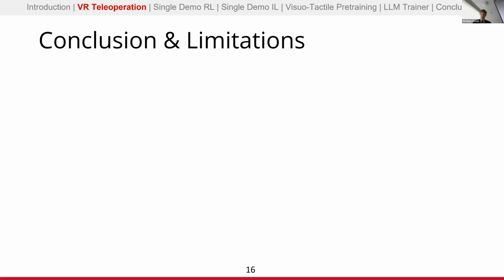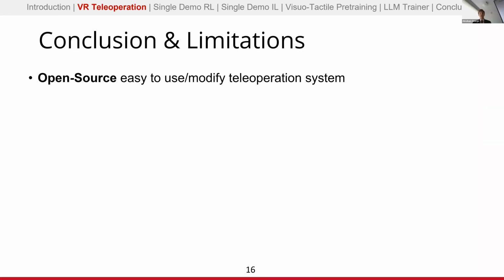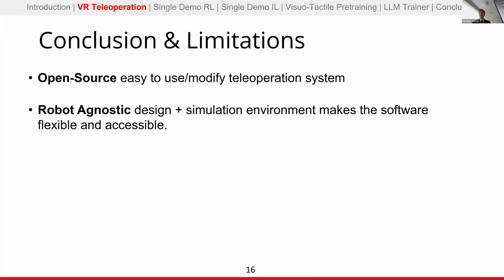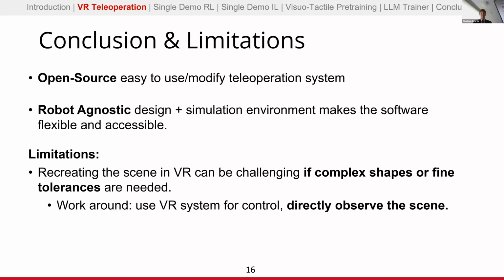So finally, some conclusions from this work is, first of all, we have developed an open source, easy to use and modified teleoperation system. Additionally, our system is robot agnostic, allowing users to easily switch between different robots by simply changing a few small parameters in the control script. However, there are some limitations to this method.